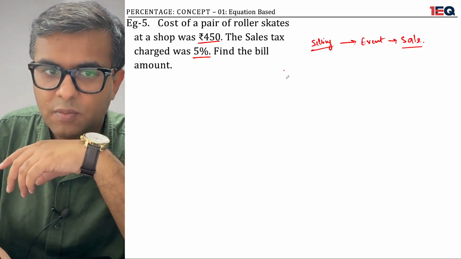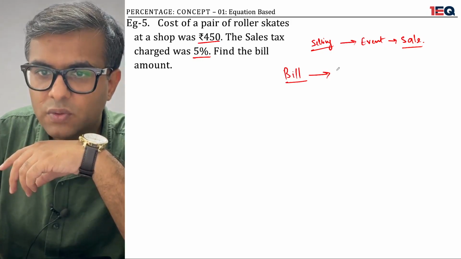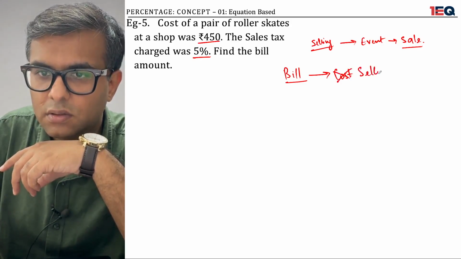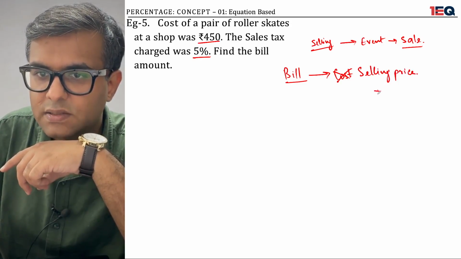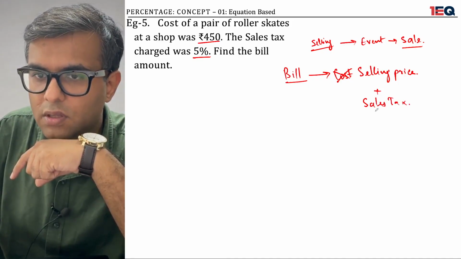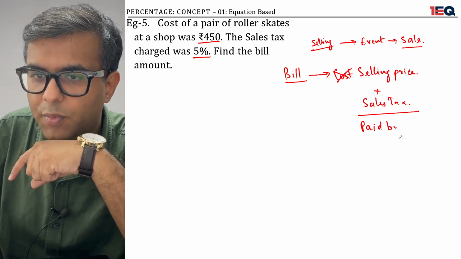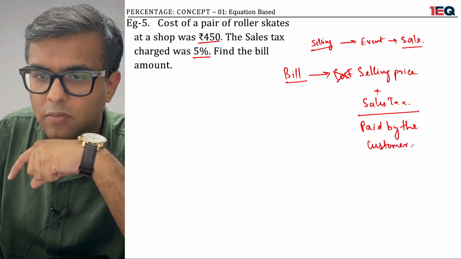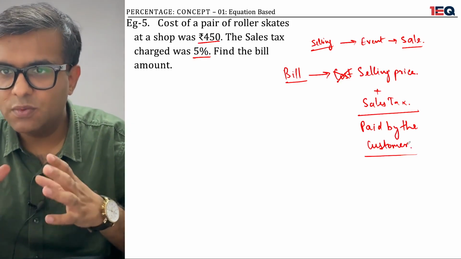So when you're preparing a bill, what you have to do is take the selling price plus the sales tax. This has to be paid by the customer. Okay, remember this. The selling price as well as the sales tax has to be paid by the customer.